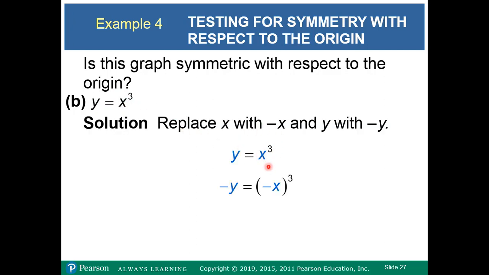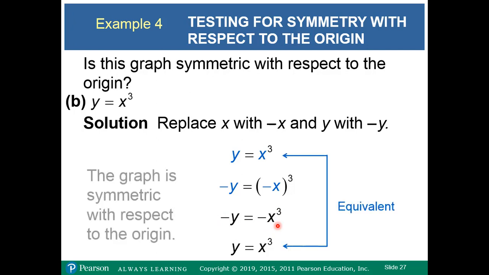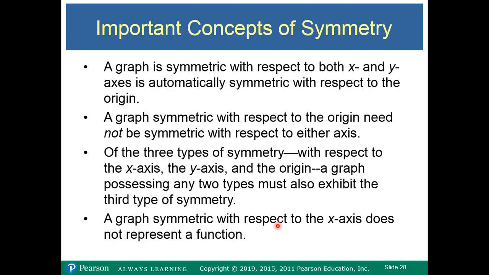Okay, so let's do it. We get negative y and we get negative x cubed. Well, negative x times negative x times negative x will give us a negative quantity, x cubed. Then we divide both sides by negative 1 and we get the same equation. So yes, this is symmetric with respect to the origin.